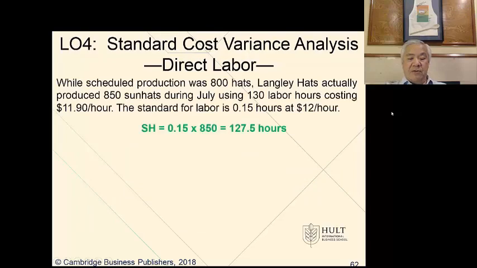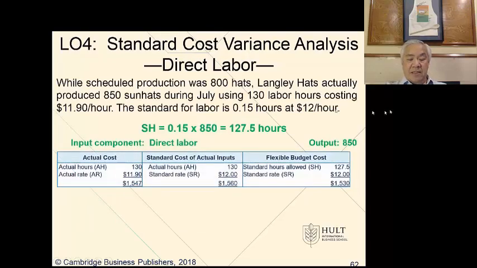So in terms of direct labor, we're going to use this example again. So the same scenario, but this time we're looking at labor. We use 130 labor hours, costing $11.90 an hour. The standard is 0.15 hours at $12 an hour. Same approach as we did for direct material. Standard hours equals the number of hats, 850, times the standard number of hours per hat, which is 0.15. So we should have spent 127.5 hours.